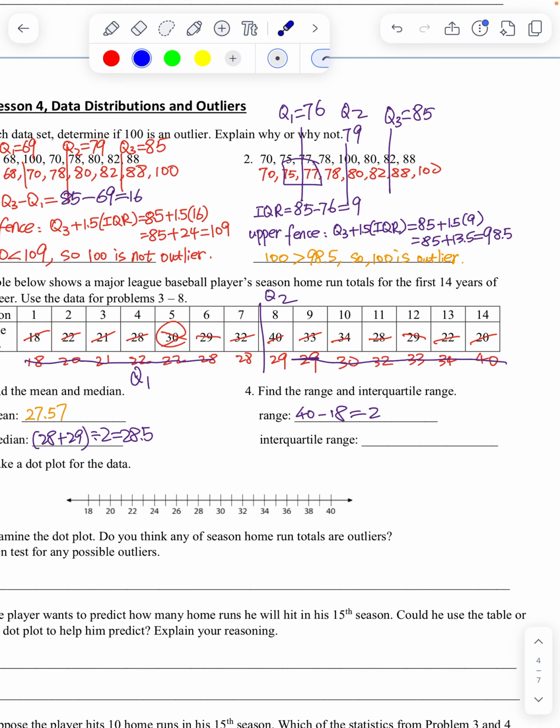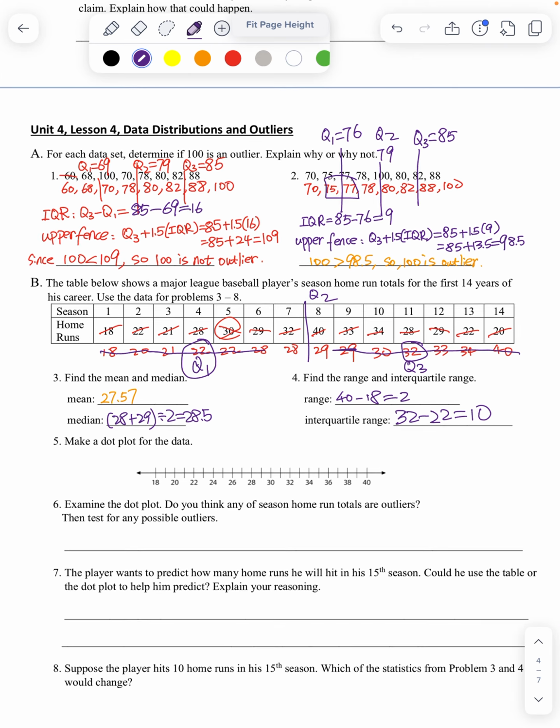Let's figure out the other part. Okay, 1, 2, 3. 1, 2, 3. 32 is in the middle. So the upper median is Q3, which is 32. Q1 is 22, Q3 is 32. Interquartile range is 32 subtract 22, which is 10.